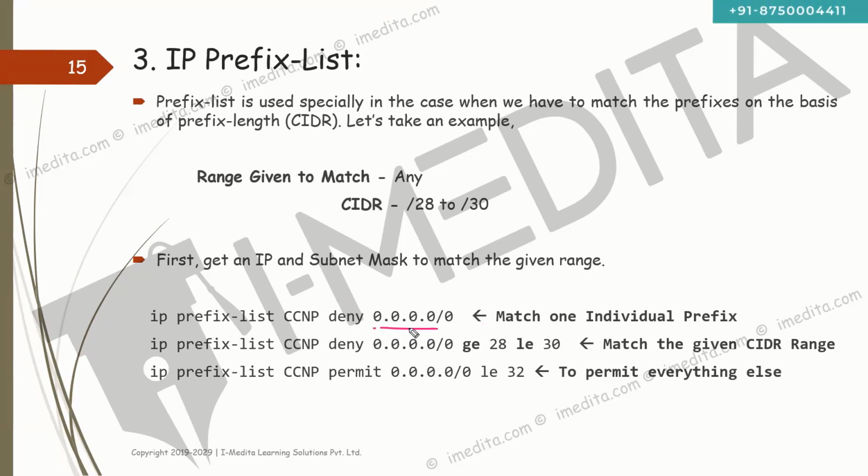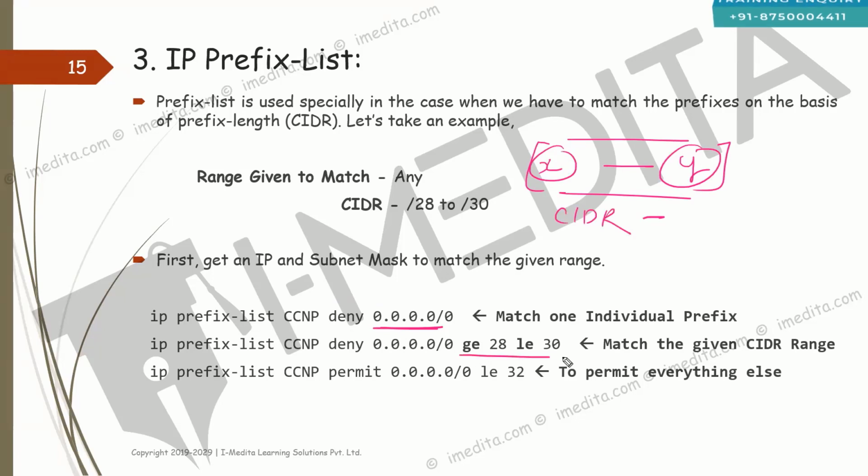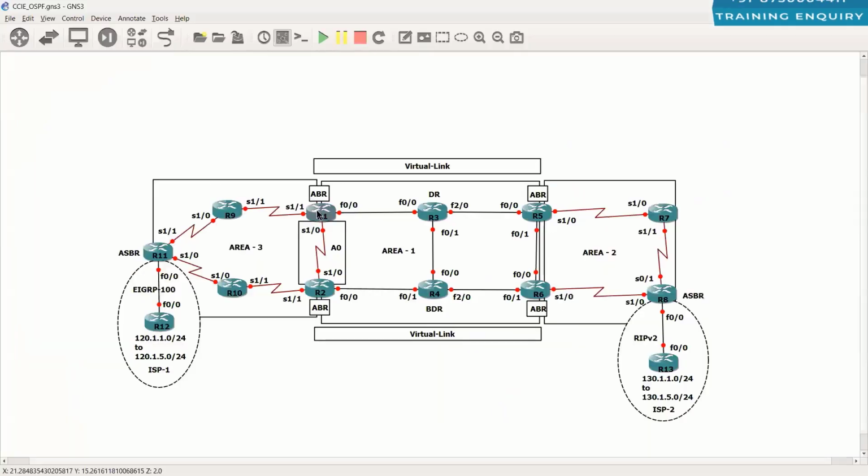It becomes a range only when we specify that we want to perform the filtering from this range to this range. If you need to perform the filtering in a range on a specific CIDR, you need to mention that CIDR here in the format of greater than or equal to, less than or equal to, either both or individually, completely up to you. But until you specify greater than or equal to or less than or equal to, this will not be treated as a range. So following the same concept here in this topology, we have a lot of prefixes.